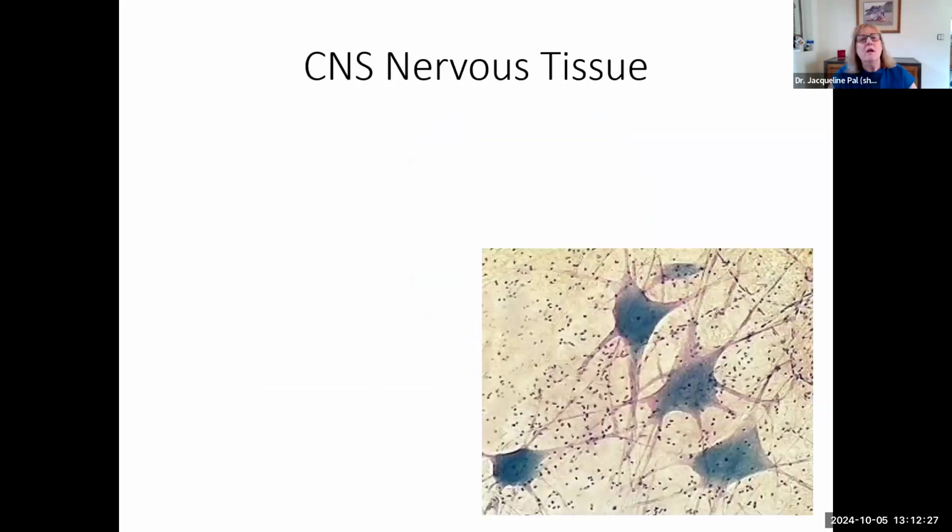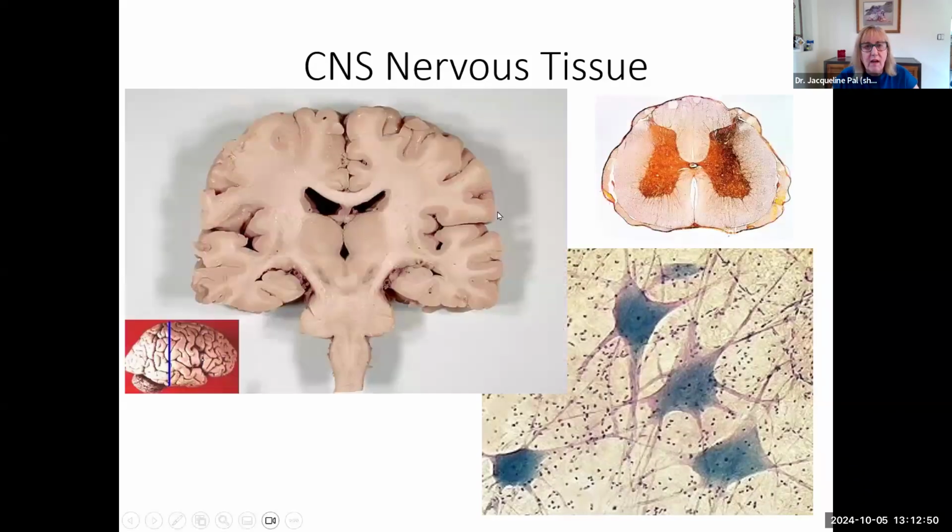So when we look at the nervous tissue in the central nervous system, we have these huge neurons with their cell bodies, there's dendrites, and then their long axons. And we have all these tiny microglial cells. We learned about the astrocytes, the oligodendrocytes, and the microglial cells. And so how does this correlate to the brain and the spinal cord? So this is a cross section of the spinal cord.